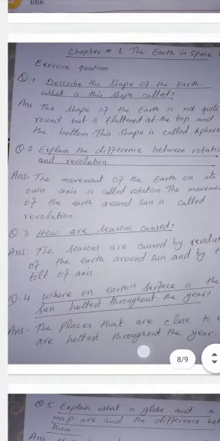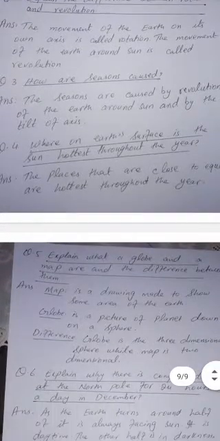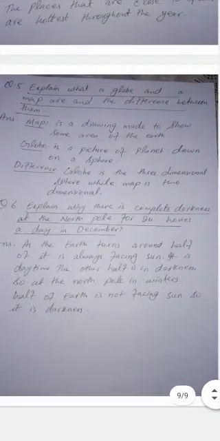Question number 1, describe the shape of the Earth. What is this shape called? Question 2, explain the difference between rotation and revolution. In this question, you have to draw a diagram also. Question 3, how are seasons caused? Question 4, where on Earth's surface is the sun hottest throughout the year? Question 5, explain what a globe and a map are and the difference between them. Question 6, explain why there is complete darkness at the North Pole for 24 hours of the day in December.